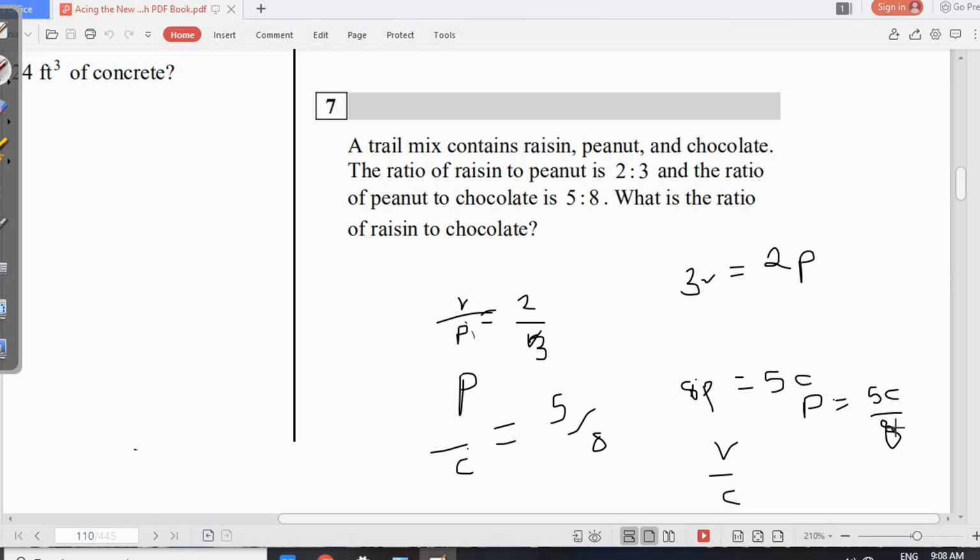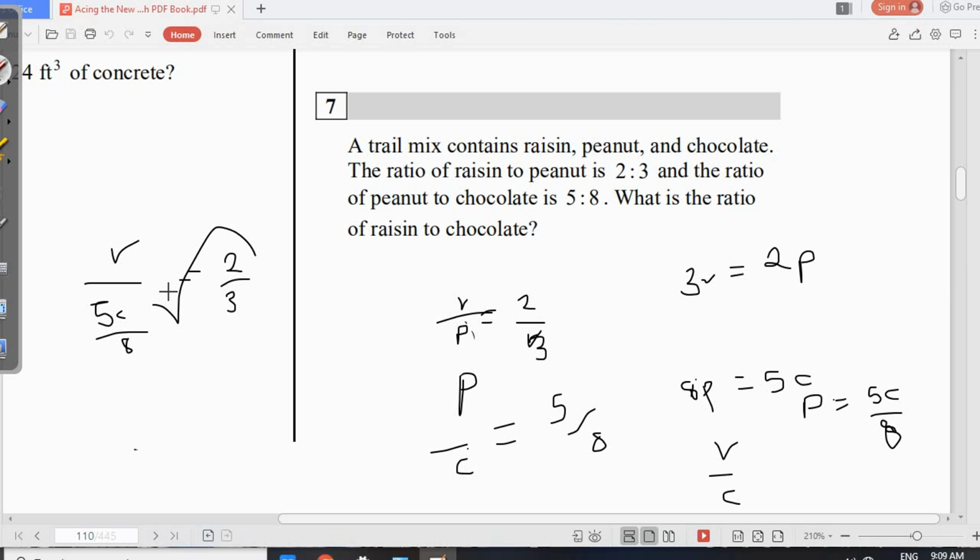Since p is equal to 5c over 8, I want to know the ratio of raisin to chocolate. We're just gonna put 5c over 8 right here. Instead of putting p, we're gonna put 5c over 8. So r over 5c over 8 is equal to 2 over 3. So this is the ratio of this. So once we rearrange this and make r over c, and then we get that.